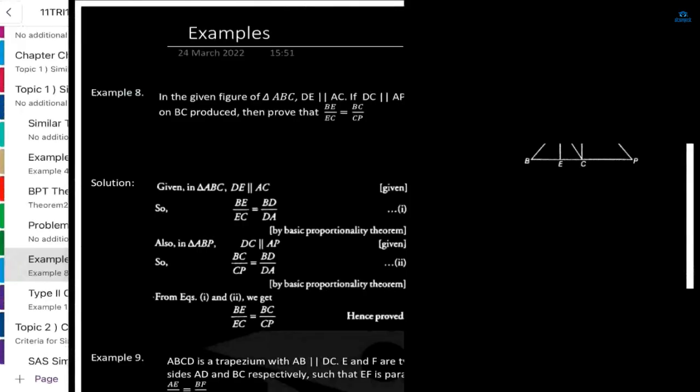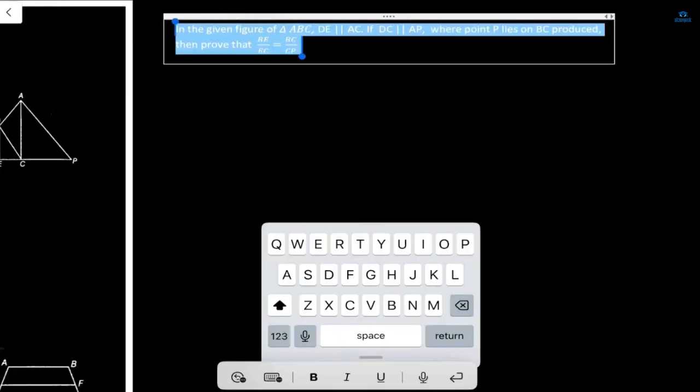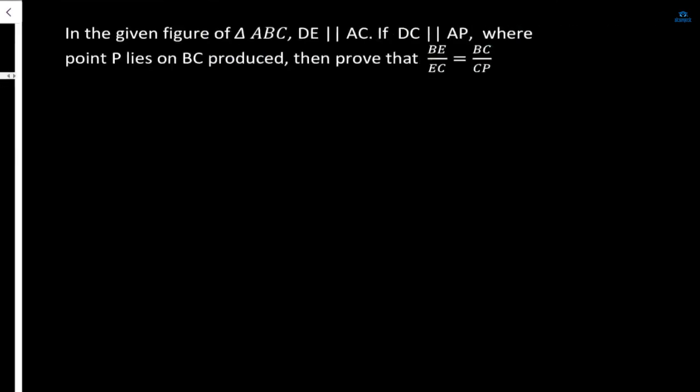Okay, fine. The figure I'll give you. In the given figure, in triangle ABC, DE is parallel to AC. Now, if DE is parallel to AC, you can apply BPT. So from BPT, this and this will be in the ratio. DC is parallel to AP, where point P lies on BC produced. Then prove that BE upon EC is equal to BC upon CP.